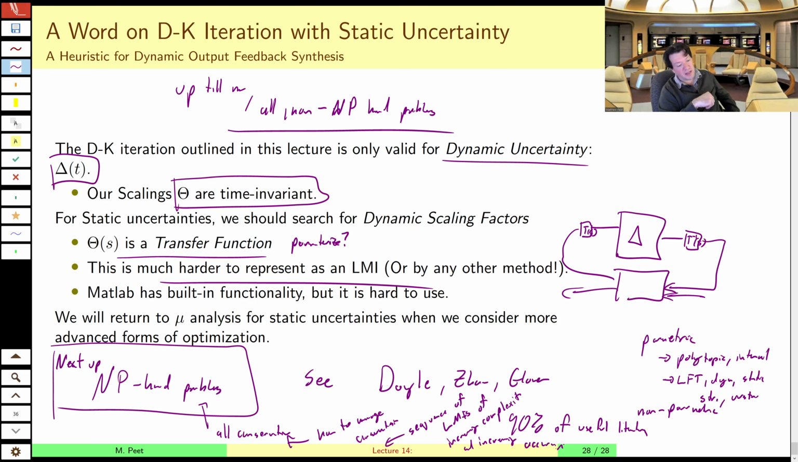But I'm getting ahead of myself to some extent. At this point, I will close out lecture 14 and bid you adieu to rejoin you in lecture 15, where we'll consider all these NP-hard problems and propose LMI approaches for solving them.